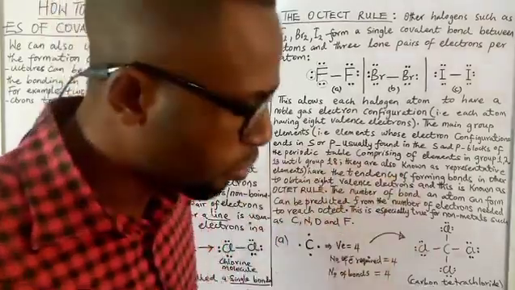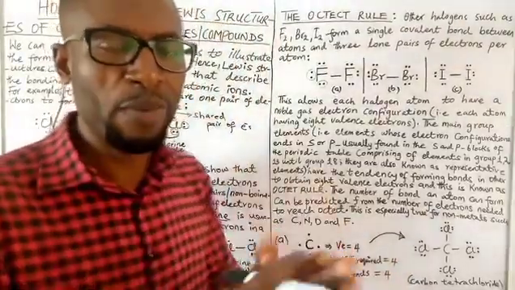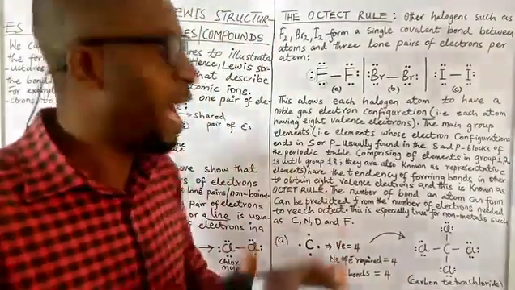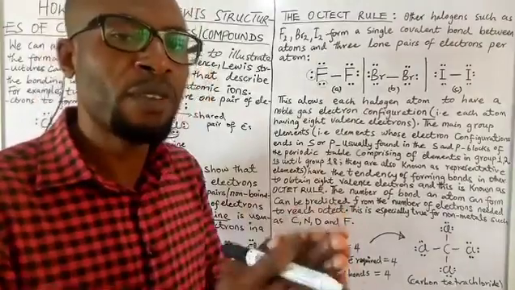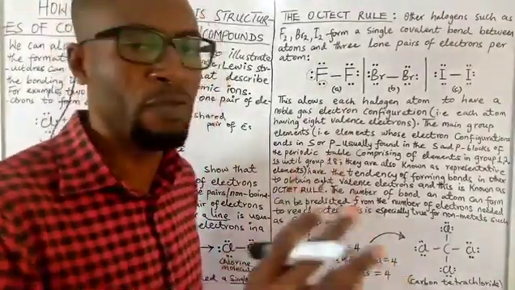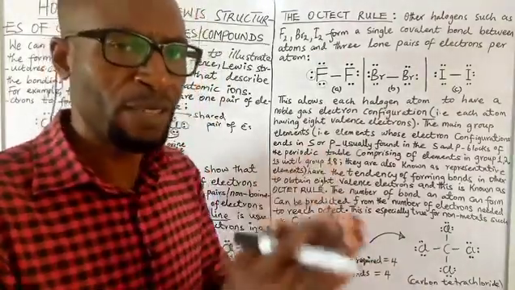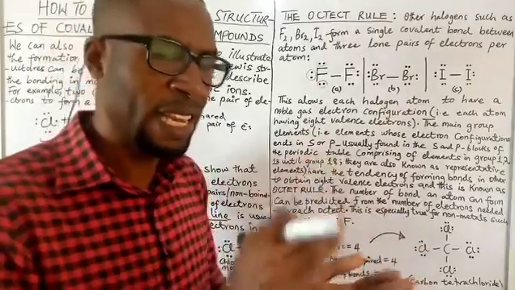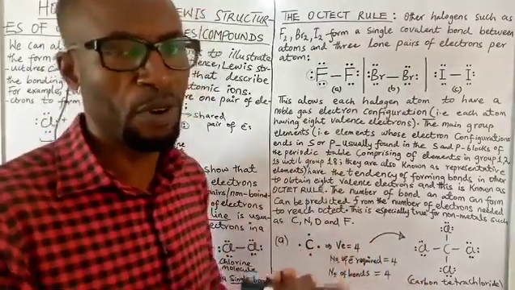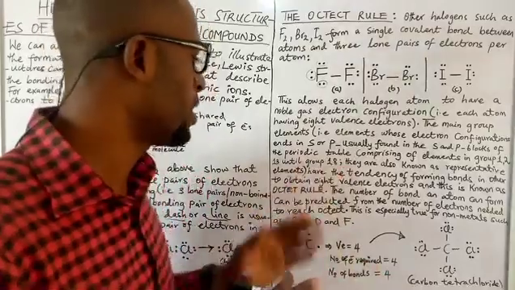So the octet rule simply tells us that main group elements or representative elements are going to undergo chemical reactions to form chemical bonds, either ionic or covalent, in order to get to their octet electron configuration or octet structure. And that is what we call the octet rule.